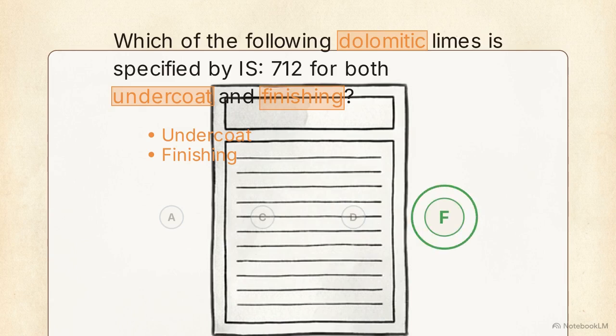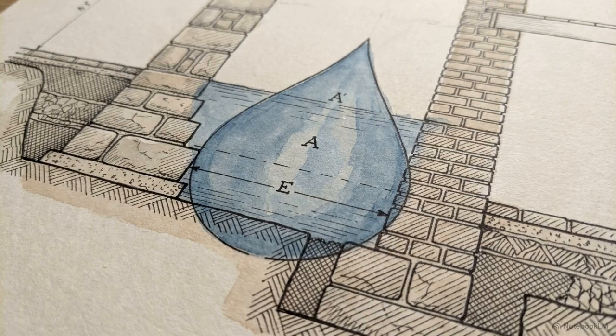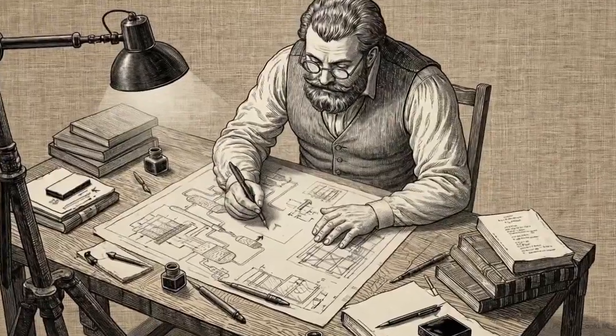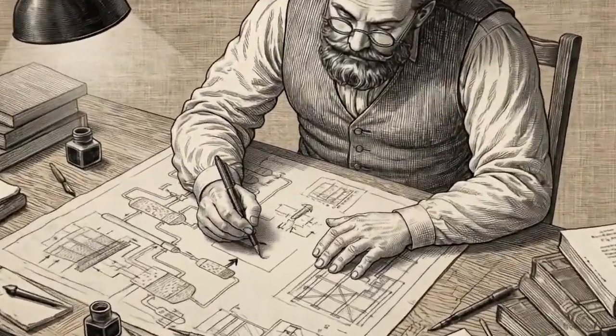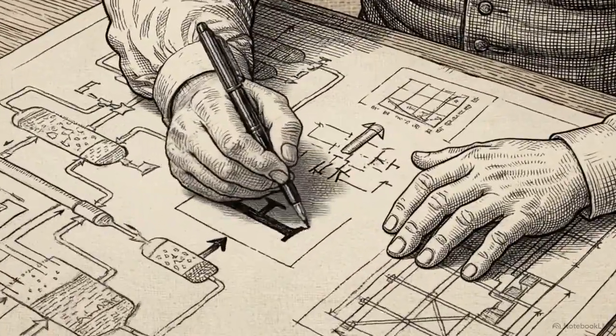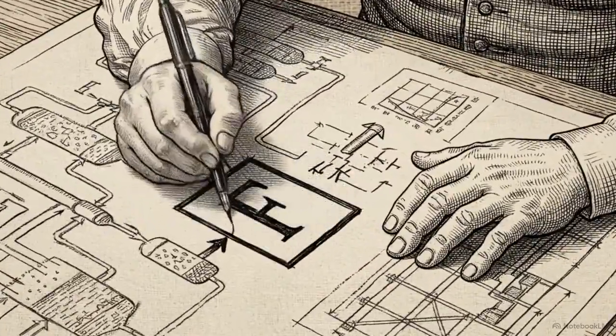Combine this matrix with the golden hydration rule, remembering that Classes A and E must exclusively be supplied in hydrated form, and you have mapped the entire system. Treating IS 712-1984 as a rigid chemical taxonomy rather than an arbitrary alphabetical list transforms rote memorization into bulletproof engineering logic.